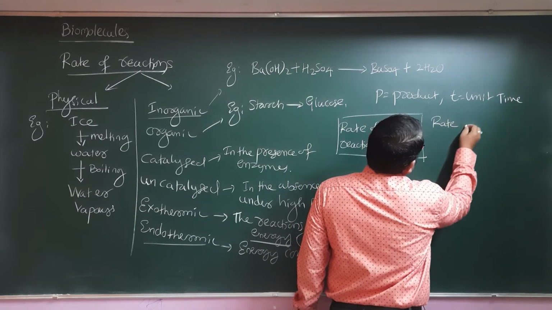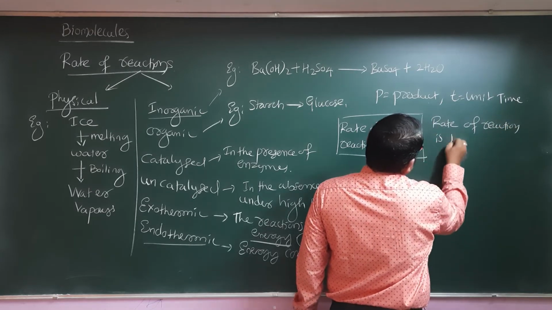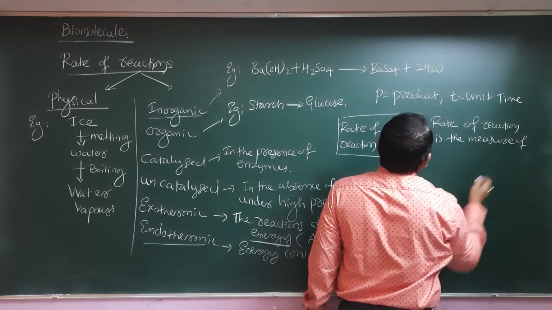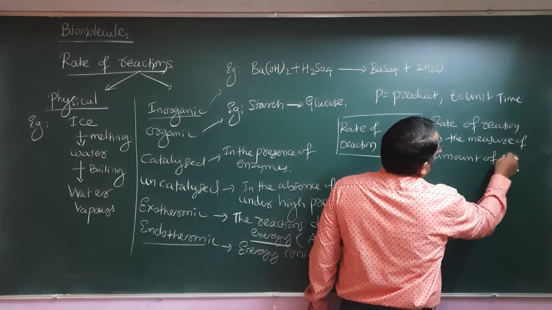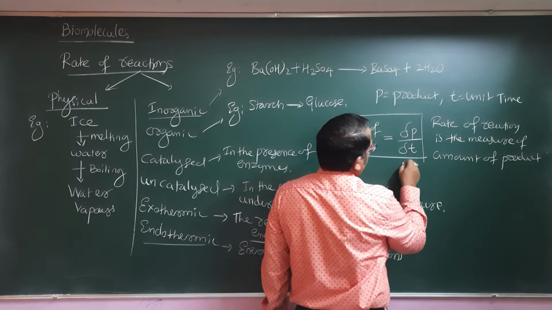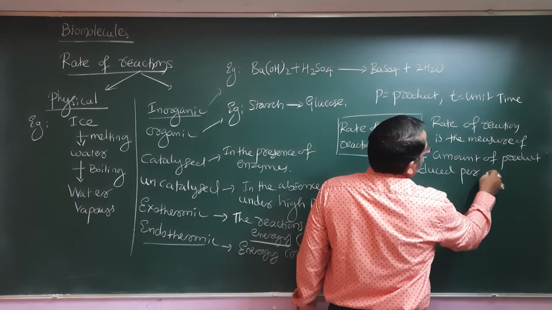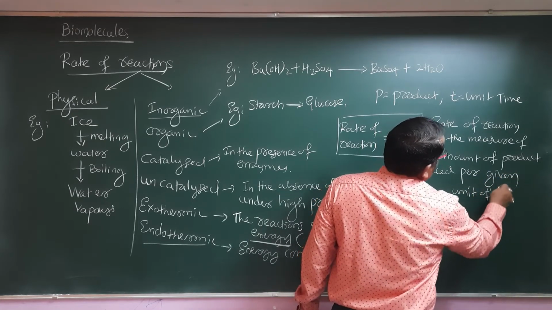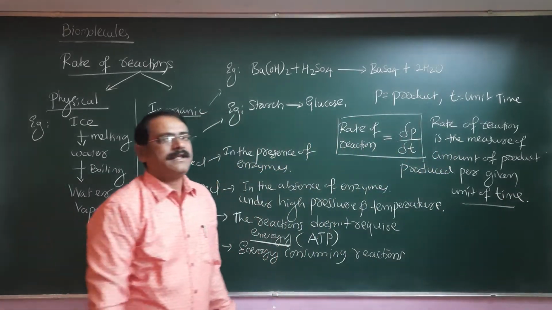So the rate of reaction is basically a measure of the amount of product produced per given unit of time. That's why it is mainly called the rate of reaction.